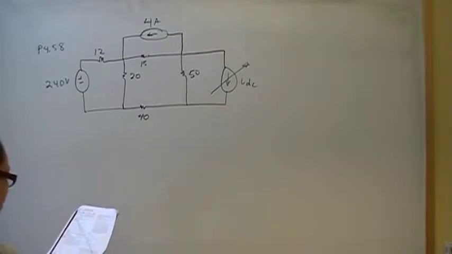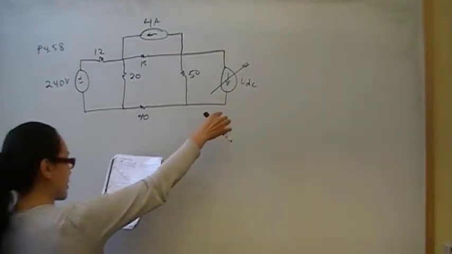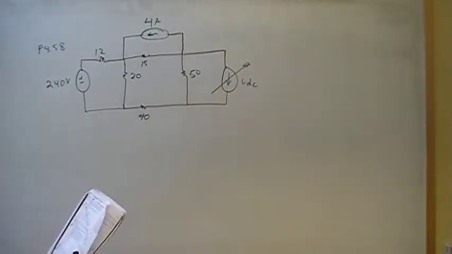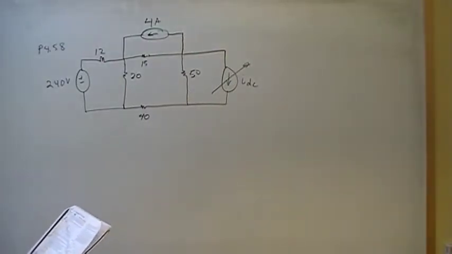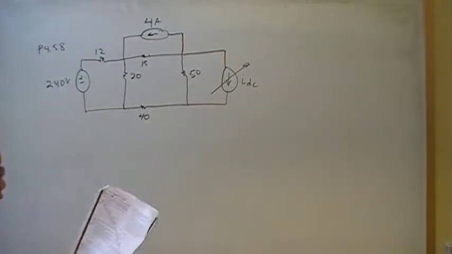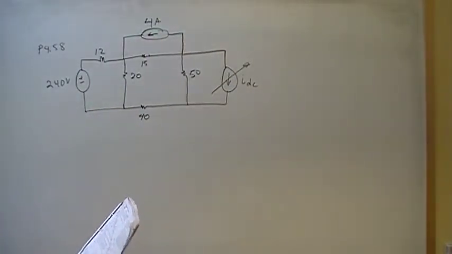So the problem states the variable DC current source in the circuit in figure 4.58 is adjusted so that the power developed by the 4 amp current source is 0. So that power developed is 0. So now we want to find IDC.